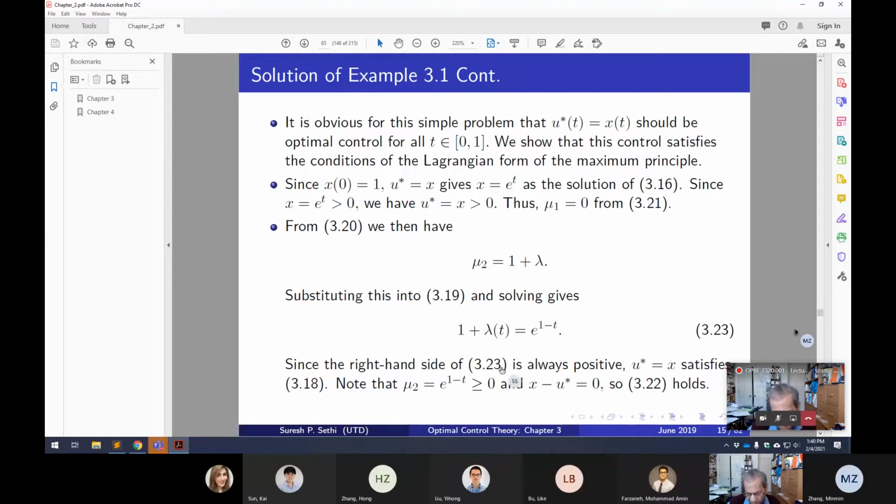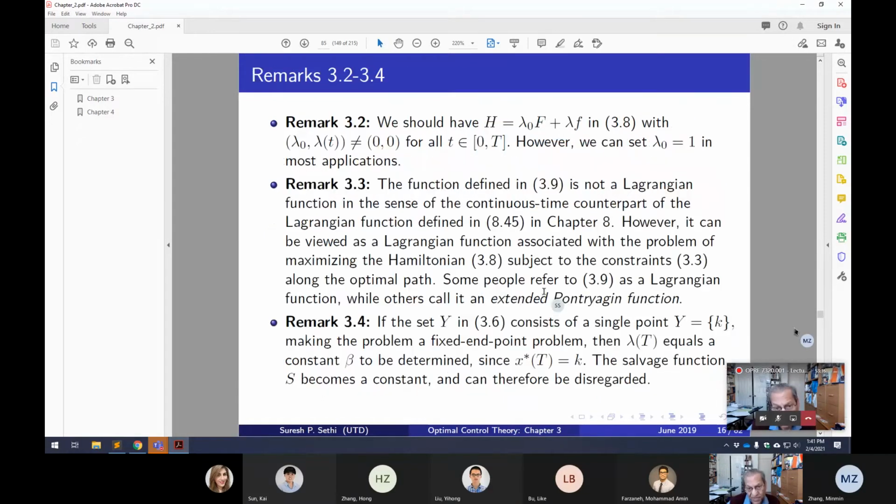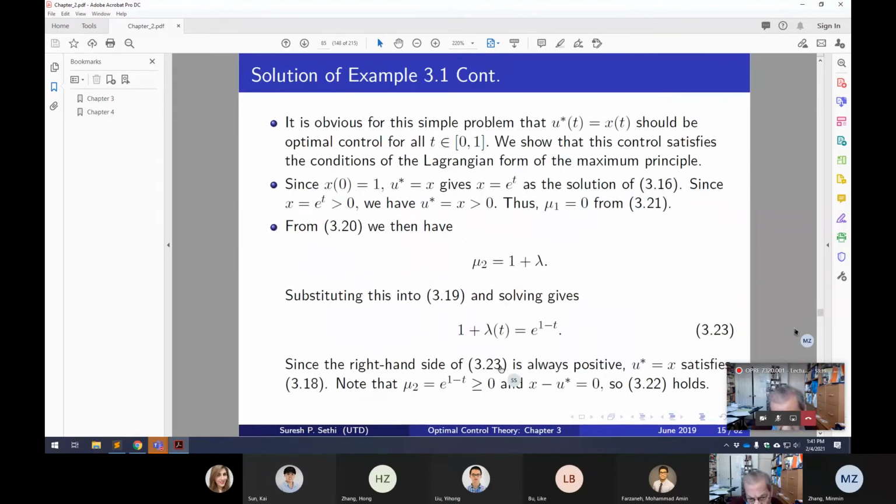So the u star x satisfies the condition, but now we have a mu2 because mu2 is 1 plus lambda. 1 plus lambda is e to the 1 minus t, so mu2 is e to the 1 minus t. So mu1 is 0 and mu2 is e to the 1 minus t, and it is bigger than or equal to 0, so it is satisfied. So the complementary slackness condition is also satisfied. We want to make sure that this is bigger than 0. So it is.